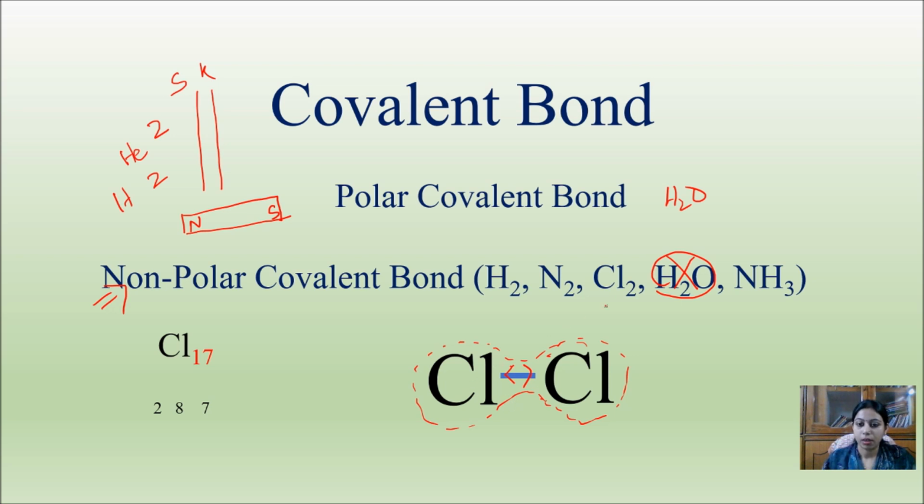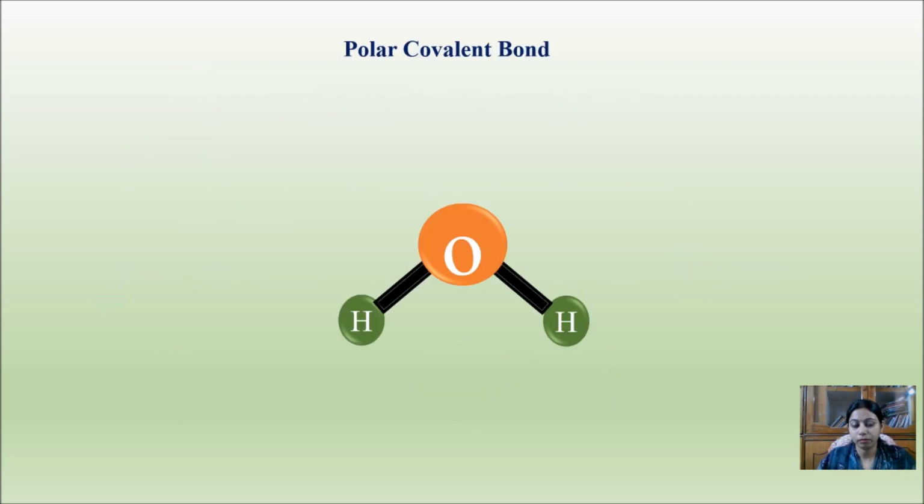In the case of Cl2, or the chlorine molecule, the electron density is equally distributed around these two atoms, so it will be a non-polar covalent bond. Now what is the polar covalent bond? Here, unlike the chlorine, we have one oxygen and two hydrogen atoms.